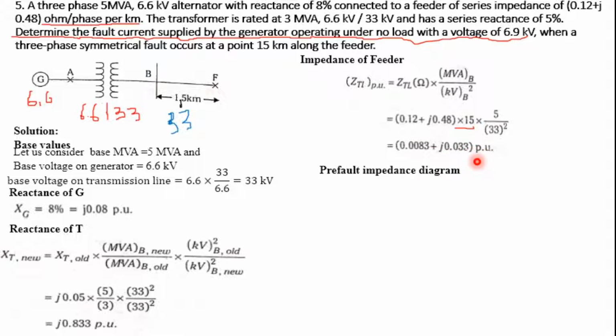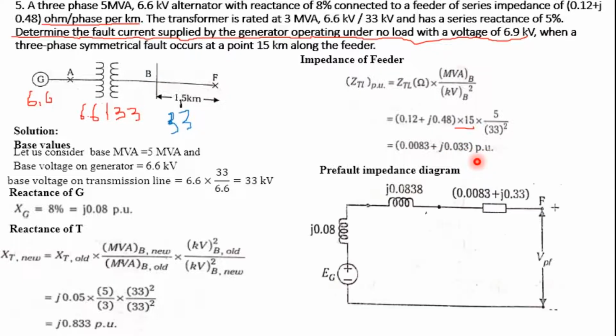Then we have to draw the pre-fault impedance diagram. This shows the generator reactance we got, then the transformer with this value, and the feeder. There is a fault at this point, and this is the V_pf we have to calculate. So you have to notice one thing here. What is that?